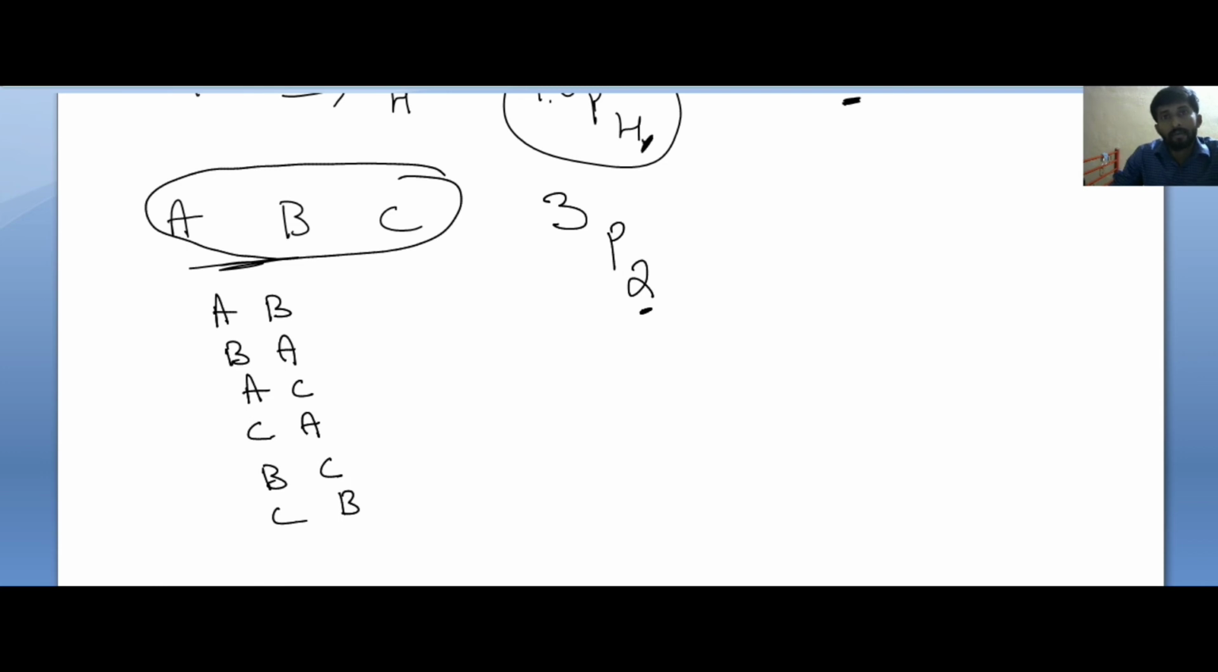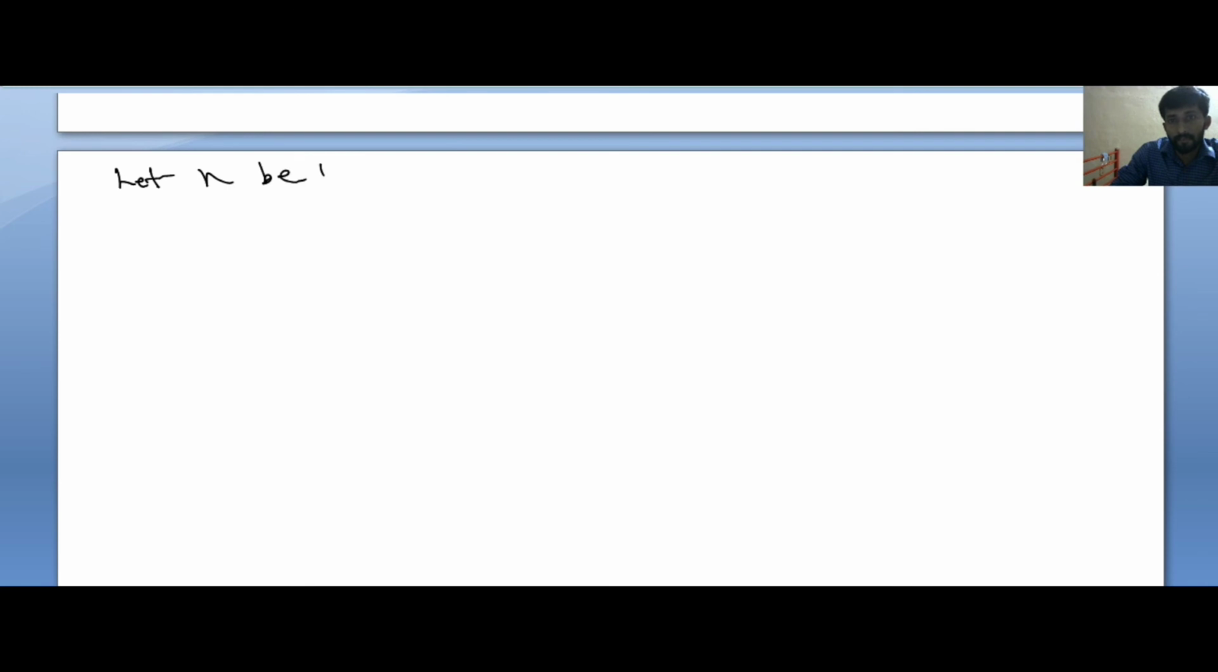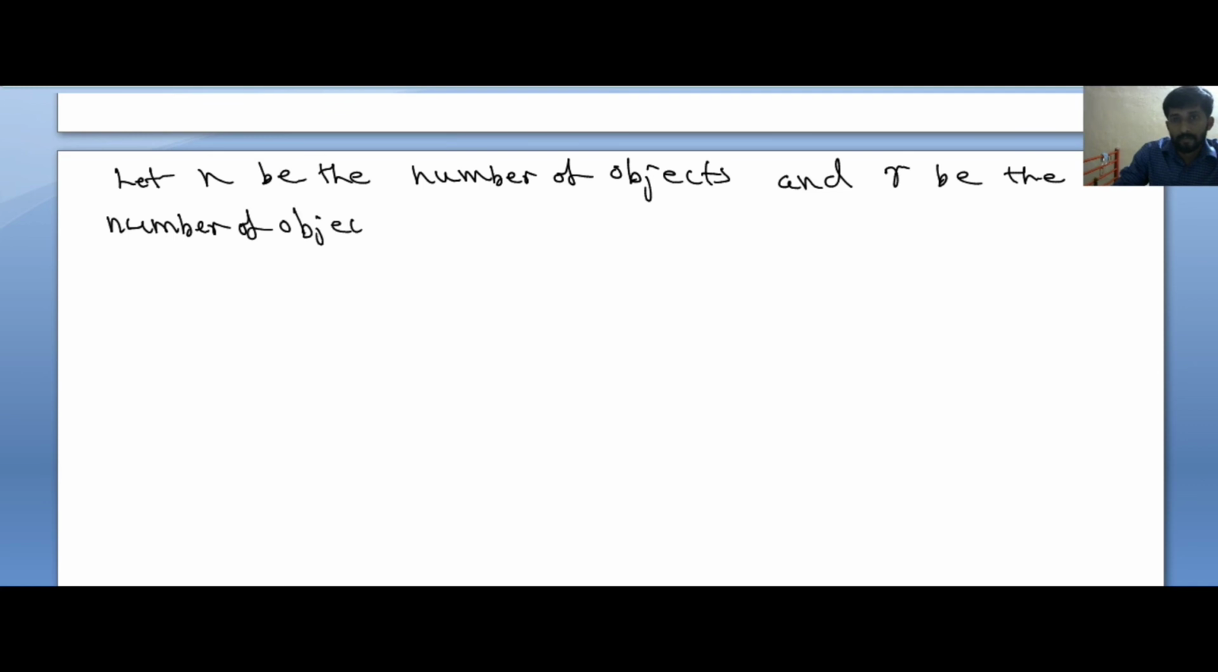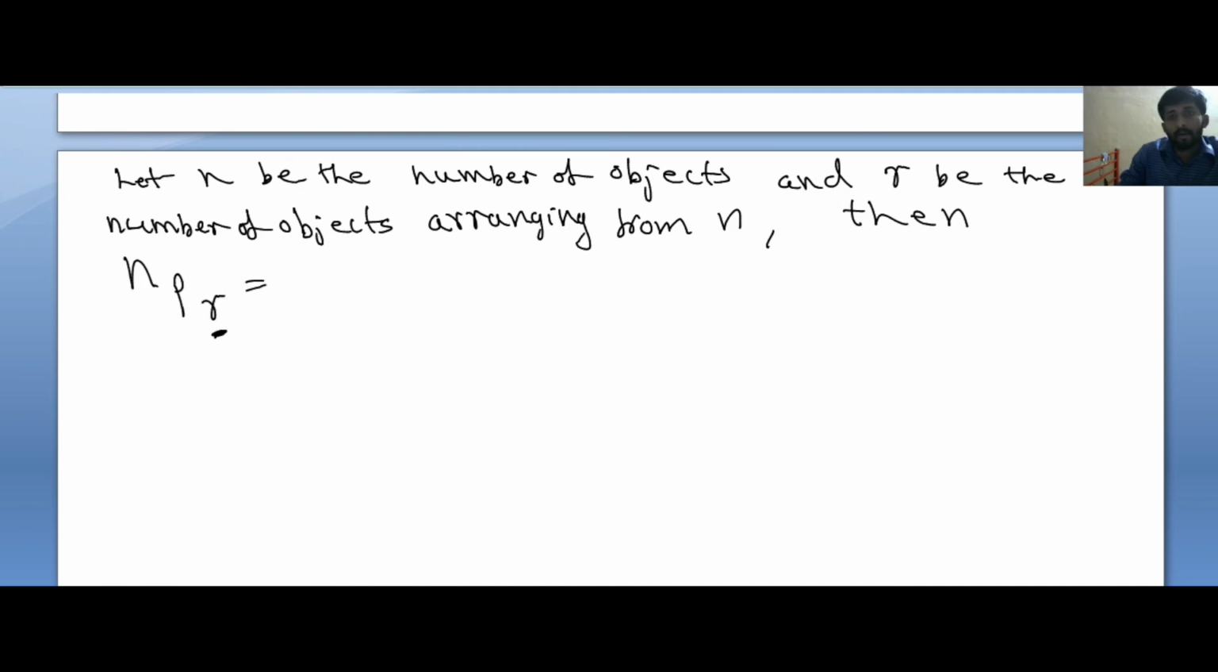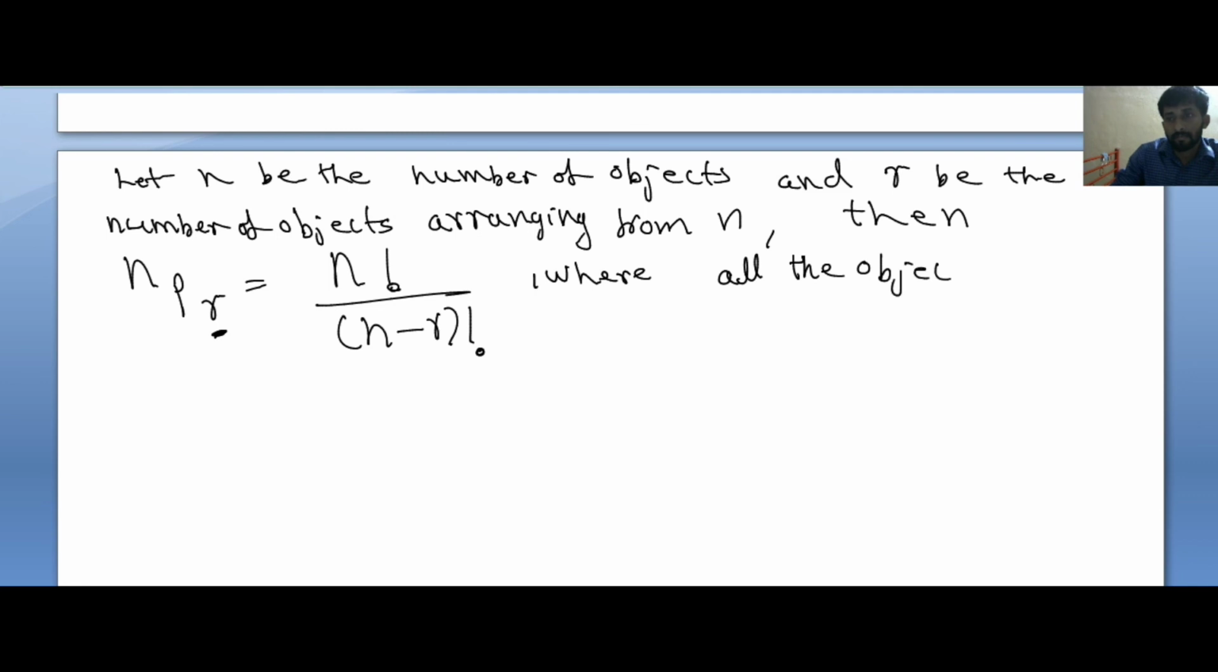Now see the formula for calculating permutations. Let n be the number of objects and r be the number of objects arranged from n. From the n objects you are selecting only r objects, then nPr, the arrangement of r objects from the n objects, is equal to n factorial divided by (n minus r) factorial. It's the formula for nPr, where all the objects are distinct.